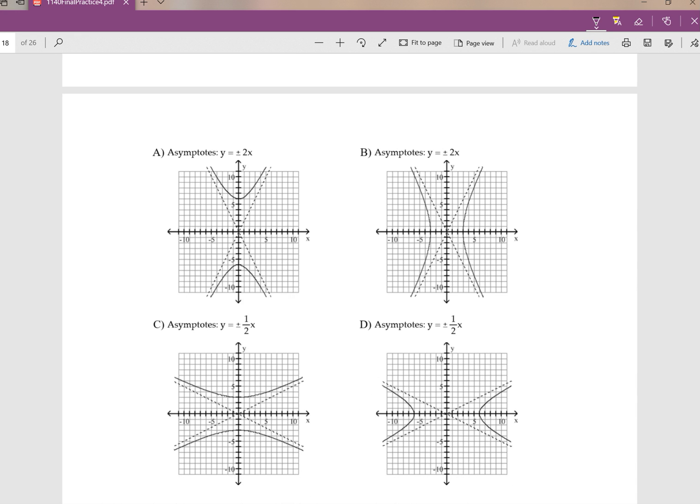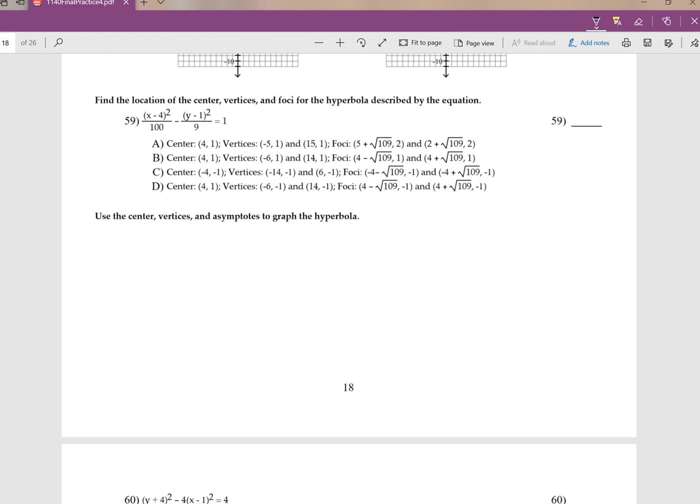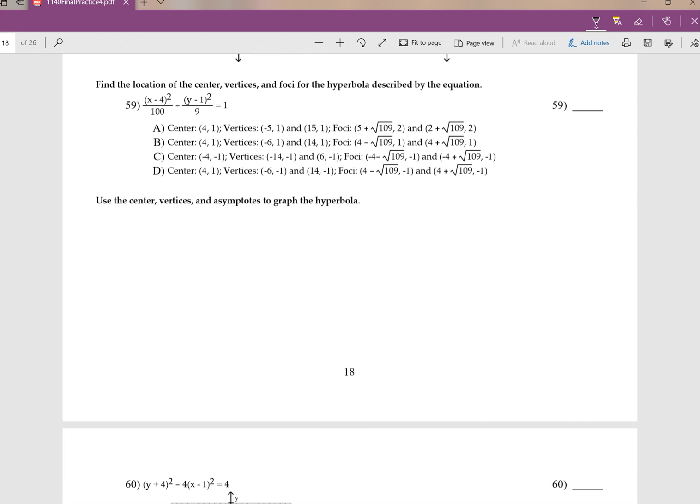Alright, this is more of the same. I'm not going to do number 58. You can look up the answer there and reason that through. I've already shown you an example of that. For this one, it says find the location of the center. So we can start by looking at the center for 59. And it should be 4, 1 for the center. Remember, they're always the opposite, so this is correct. So is this. So we can rule out A and C.